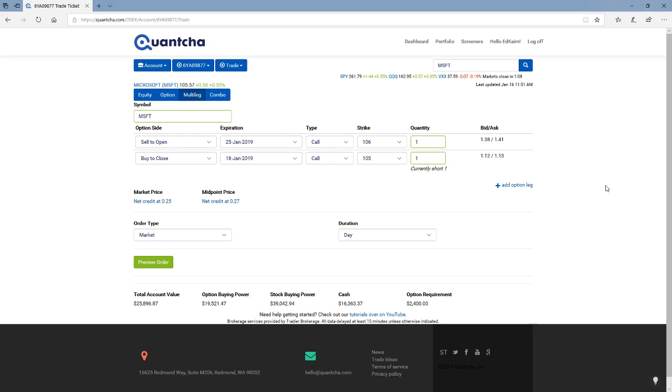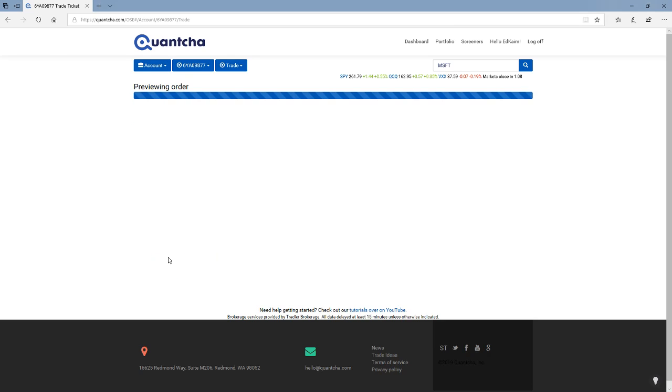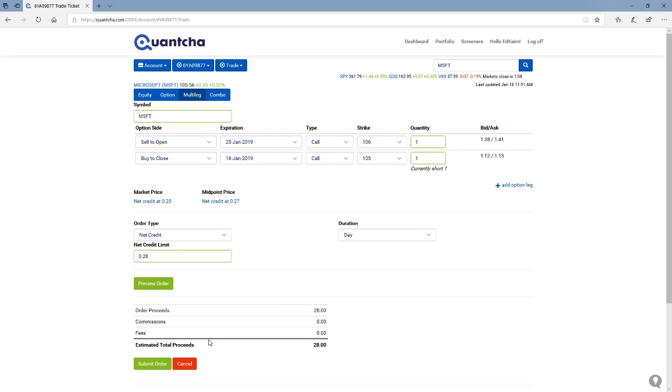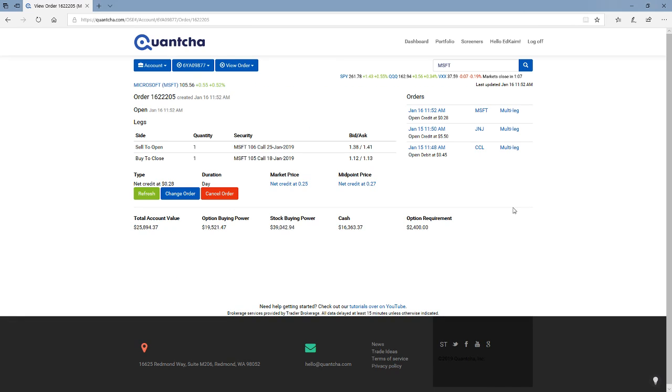Now we're going to roll that position over. We can see the net credit's at 27 cents right now. I'll see if we can fill. Maybe we'll try to notch it up one extra cent. We'll see if we can get that out of it. We'll preview it for that. We'll submit the order. You'll notice it's a $28 change. So we're going to receive $28 if we close at this point for 100 shares, or 100 shares worth of control at 28 cents a share.